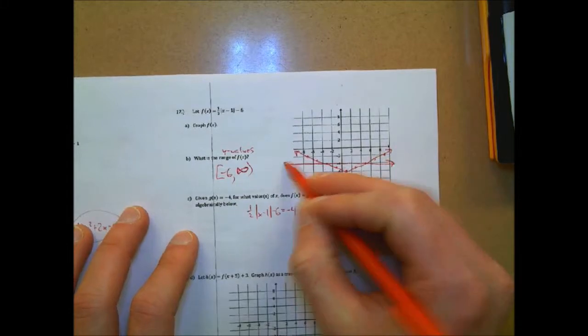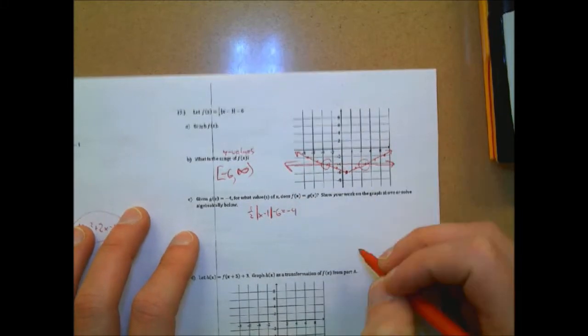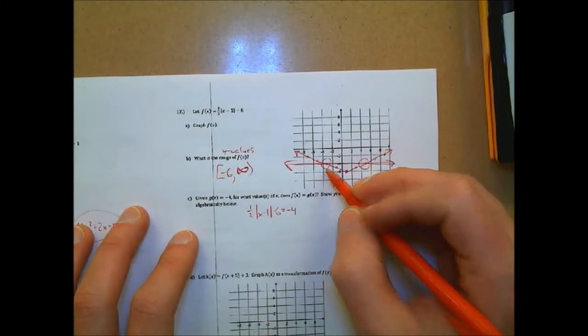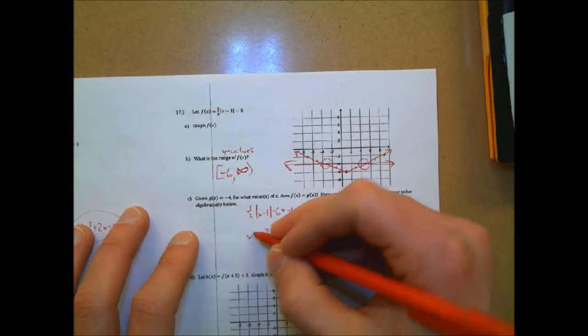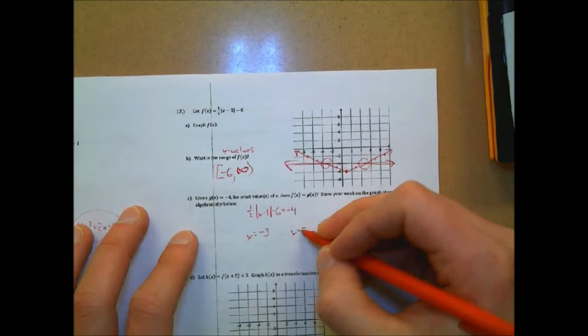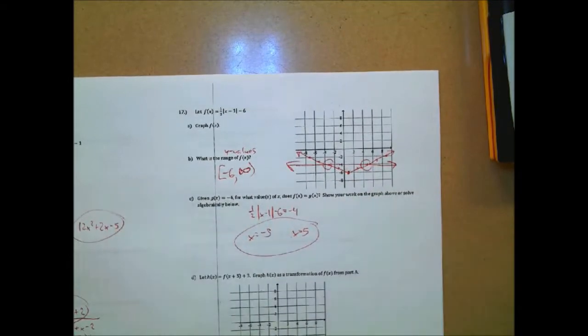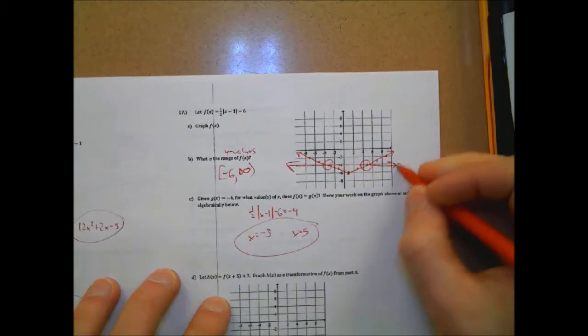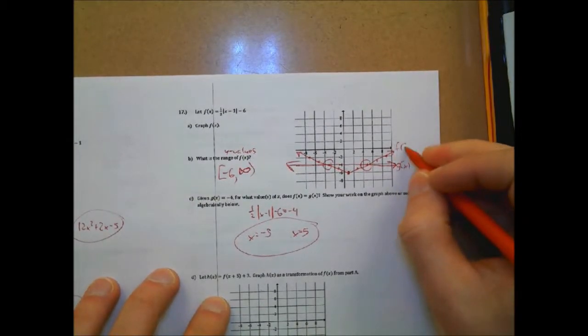And where do we intersect? Right here and right here. And what are those coordinates? -3, -4. So x equals -3, and x equals +5. And there are your 2 solutions without having to do too much extra work there. Okay, that's g of x. That's f of x.